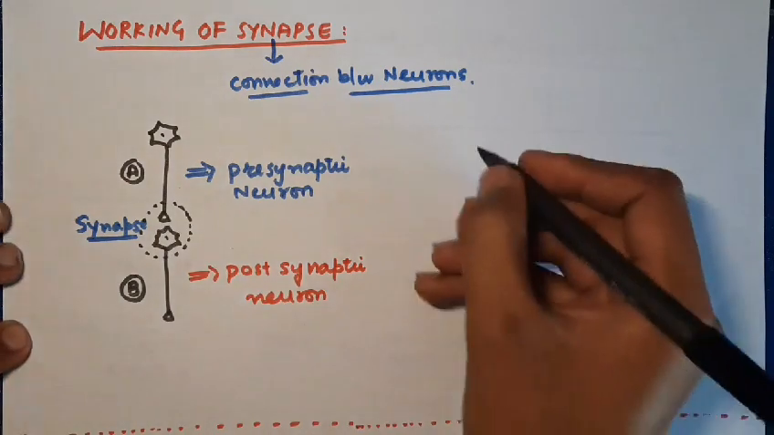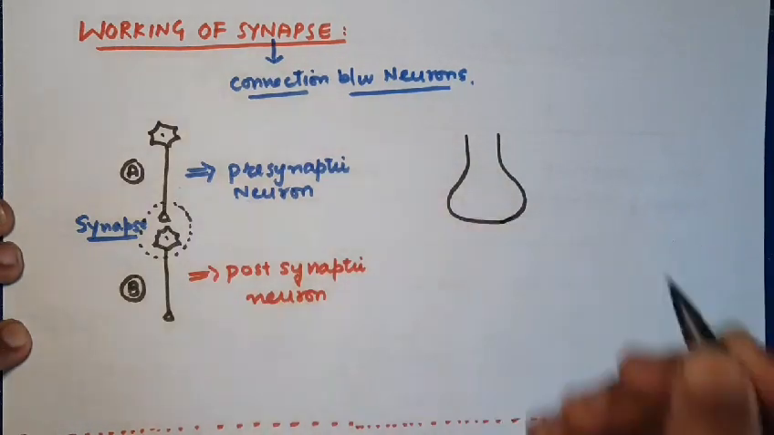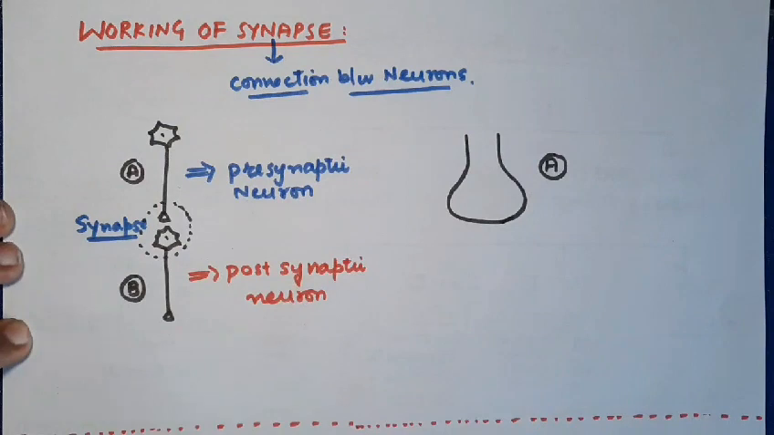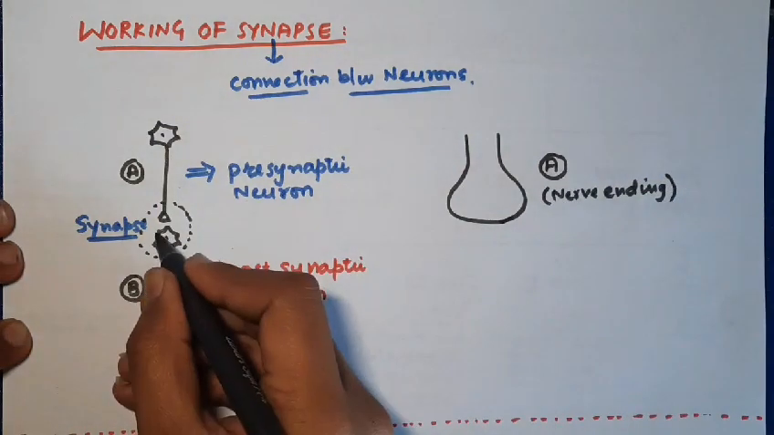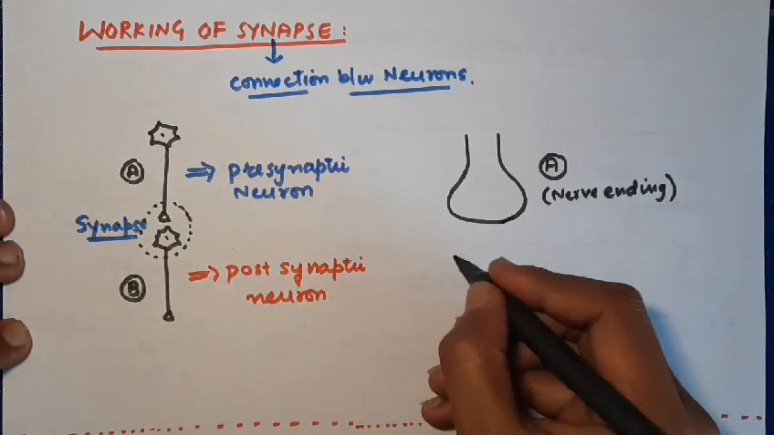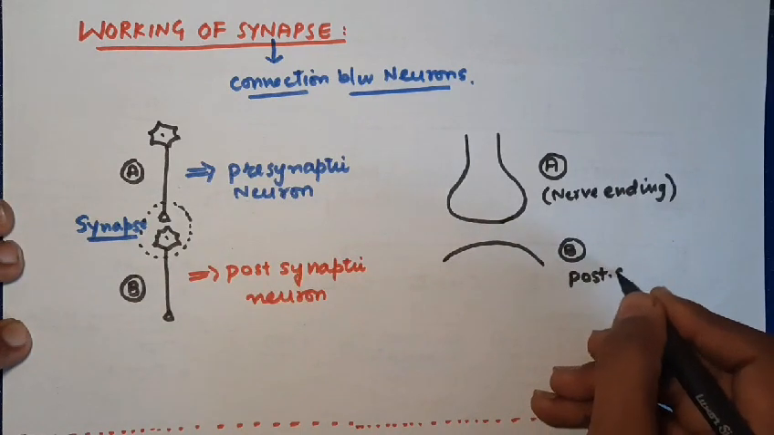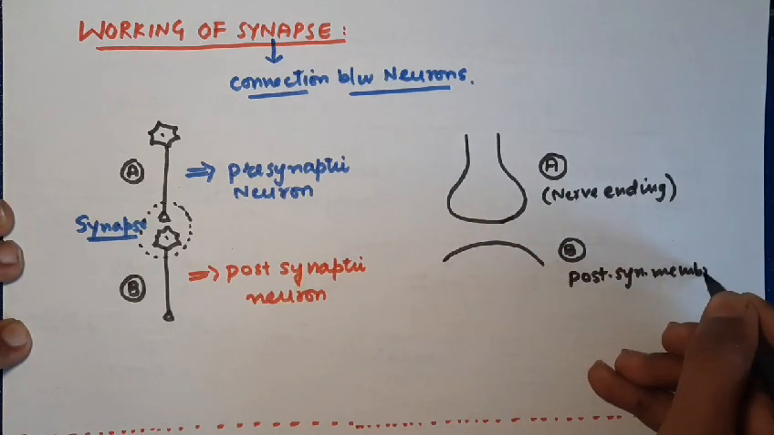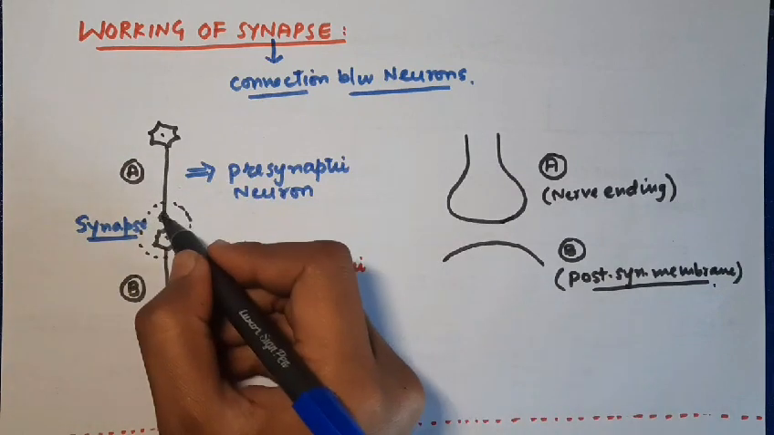Now if we magnify the synapse part a little bit, this is neuron A, and the end part of this neuron is called the nerve ending, and this is neuron B, that means the postsynaptic neuron, and the part on which the neurotransmitter is going to bind is called the postsynaptic membrane. So we have the nerve ending of neuron A and the postsynaptic membrane of neuron B, and in between this small space is called the synaptic cleft.